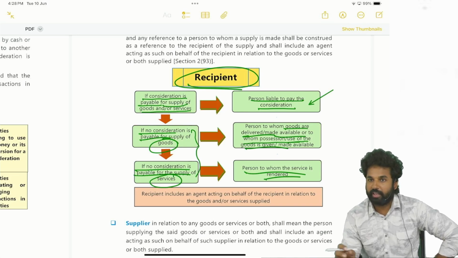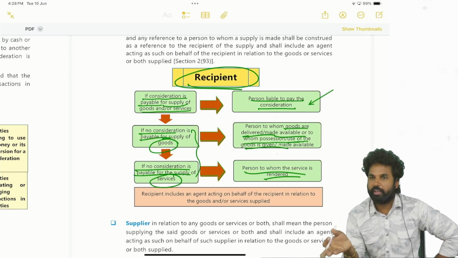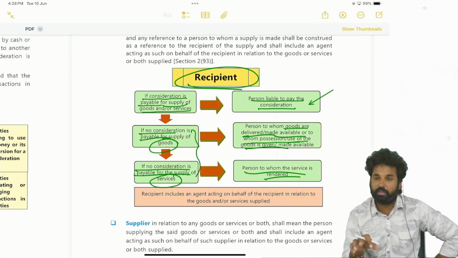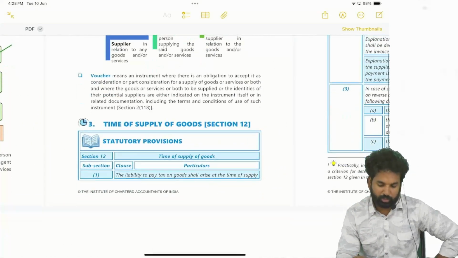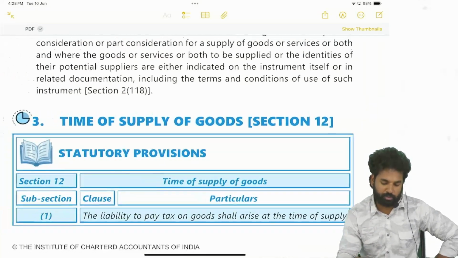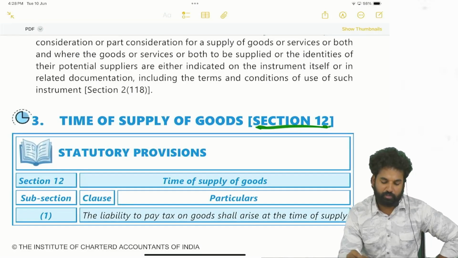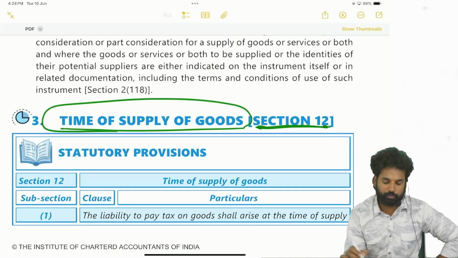Supplier includes agent of the supplier. Recipient includes agent of the recipient. Principal also includes agent. Right. Okay. Now we are going to the statutory provisions of section 12, where we are talking about supply of goods.